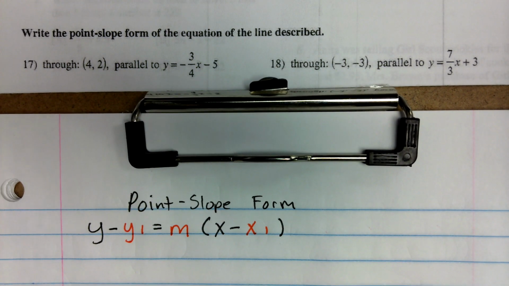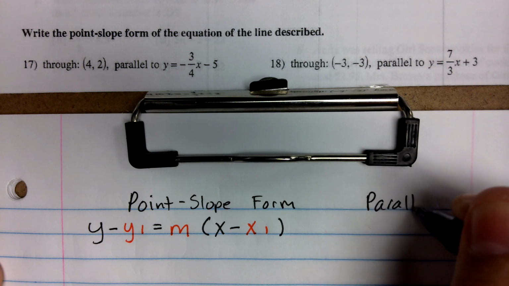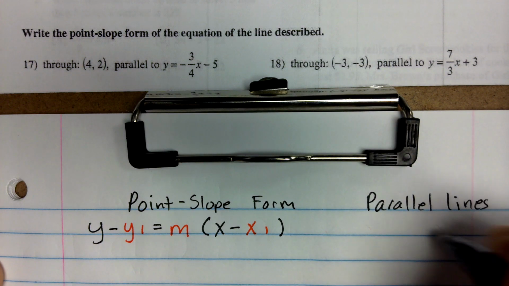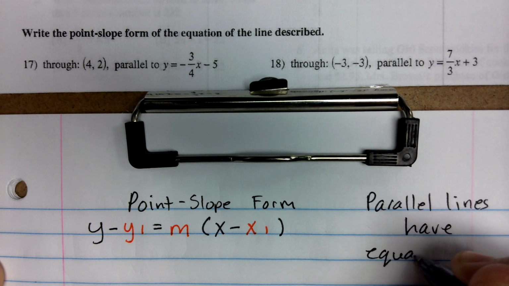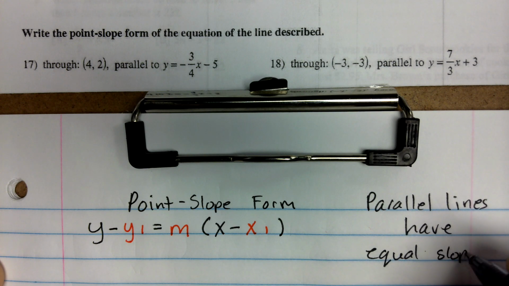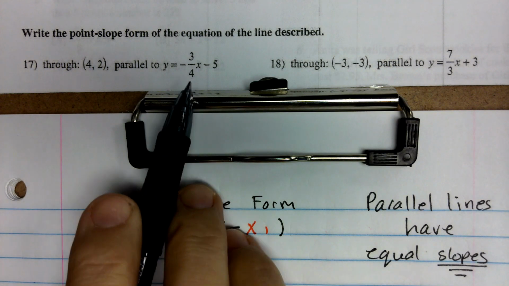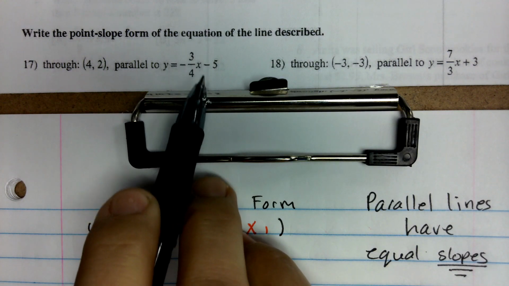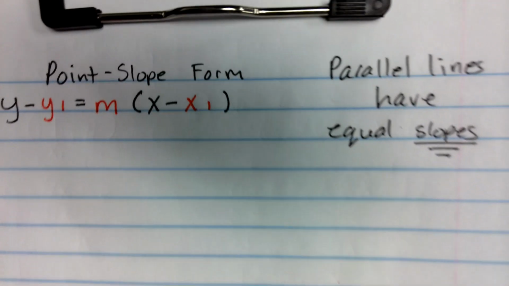The main thing to remember is that when it's parallel, and I'm going to write a little side note here, parallel lines have equal slopes. So in other words, they're the same. And the slope is just going to be that value that's in front of the x in this slope-intercept equation.